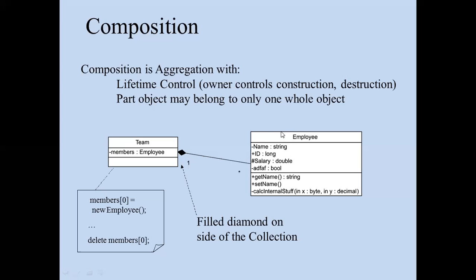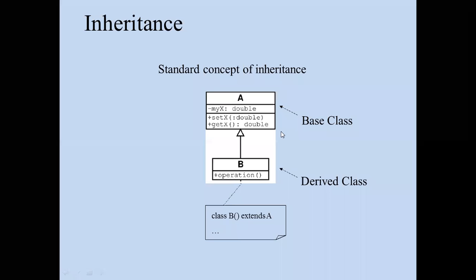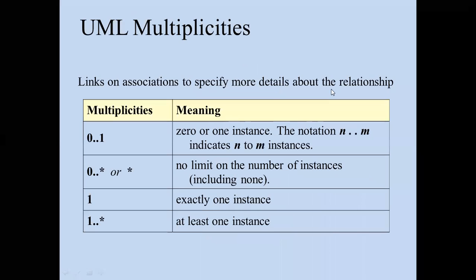This is the composition. The next one is inheritance. Here you can see the base class and derived class. This is the class name, attributes and operations. How the class is inherited, you can see the arrow. Here class B extends class A. This is the concept of inheritance.